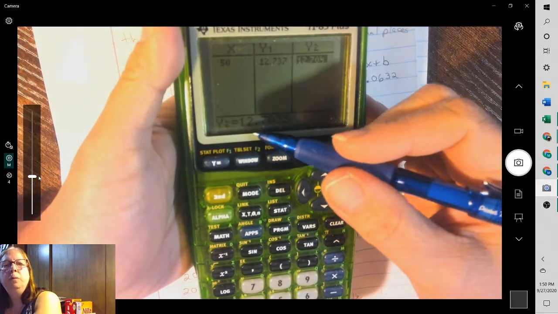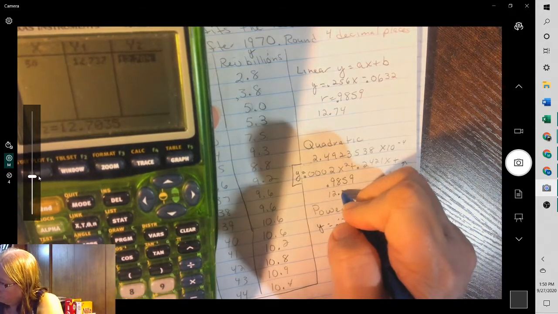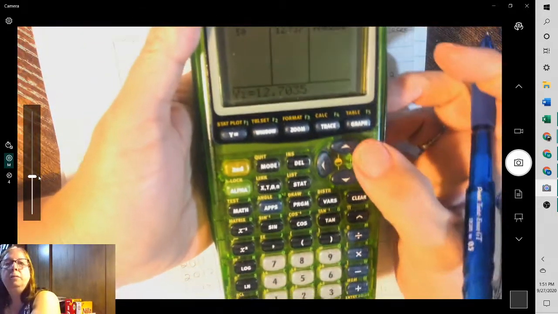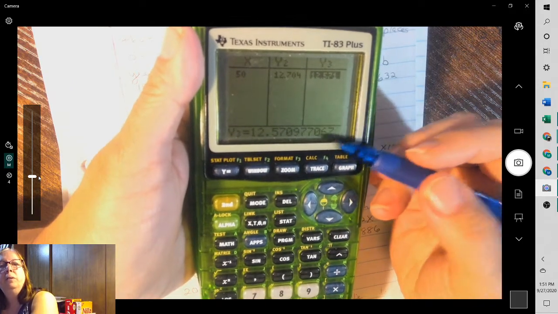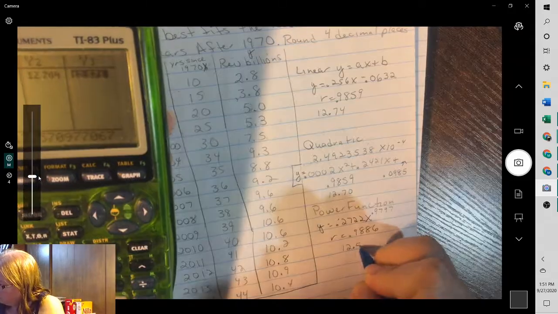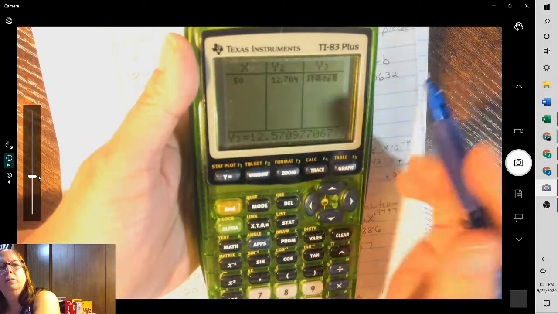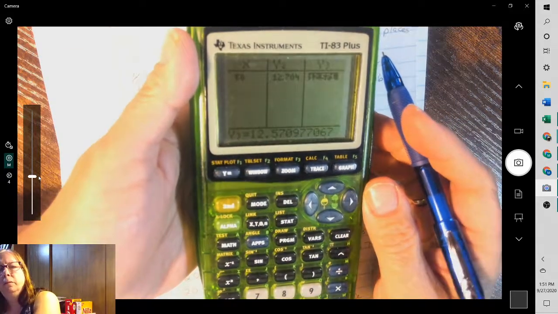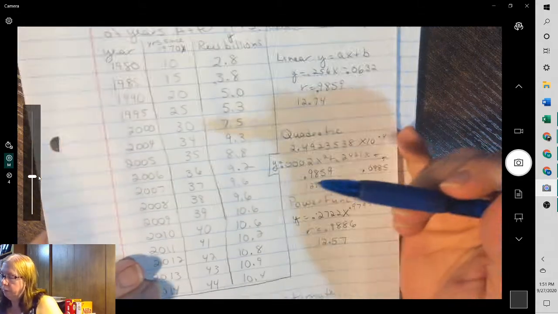This one tells you 12.70. And the last one, go over one more. So Y3 tells you 12.57. So they're all close values. And that r value told us they would be close.